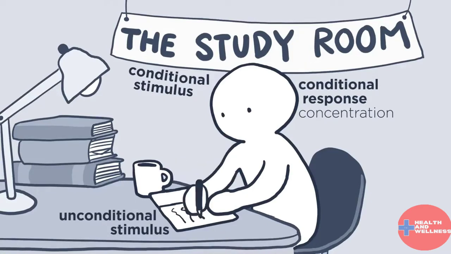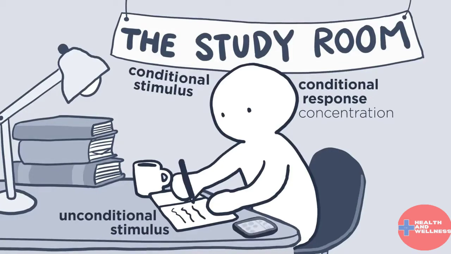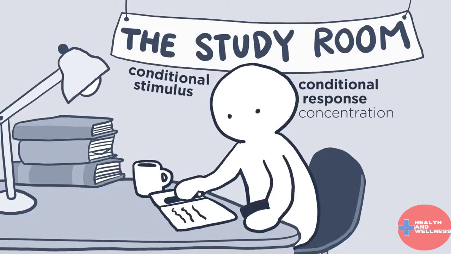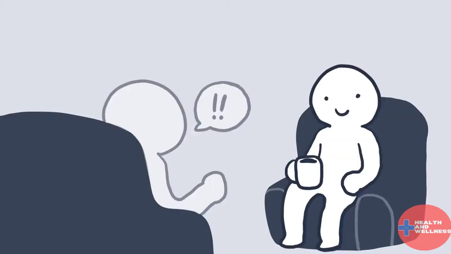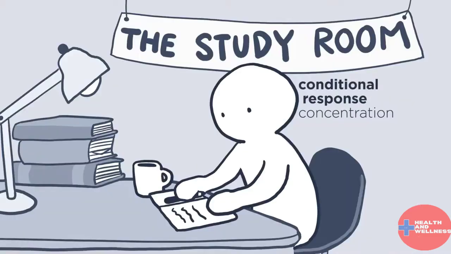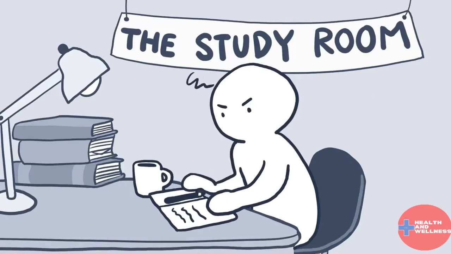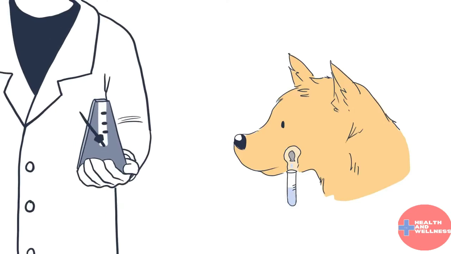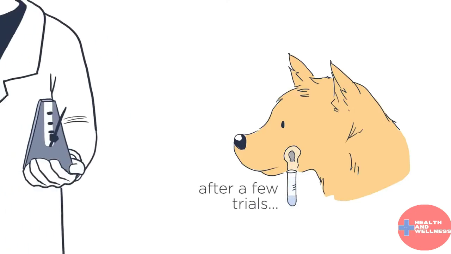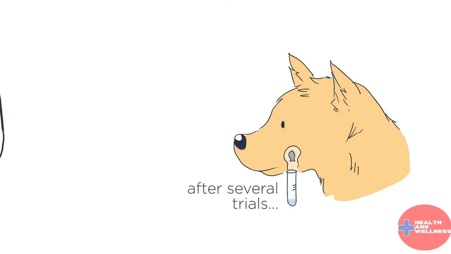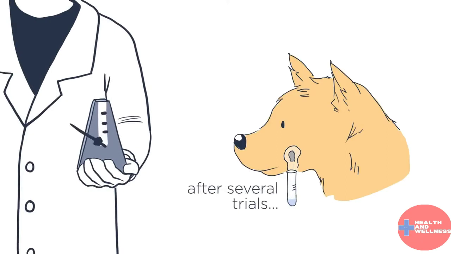This technique is vulnerable to the process that comes after acquisition, extinction. If you start checking social media regularly in your study area, or drinking tea whenever you want, your conditional response will fade. Pavlov observed this process in his dogs. If you presented the conditional stimulus alone for several trials, the conditional response would diminish.